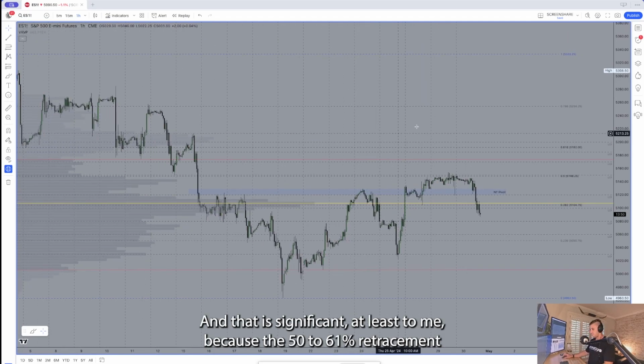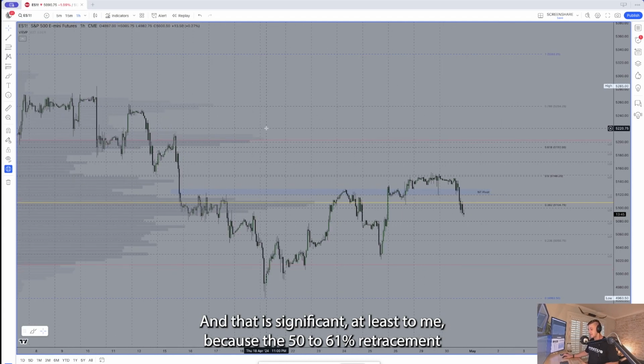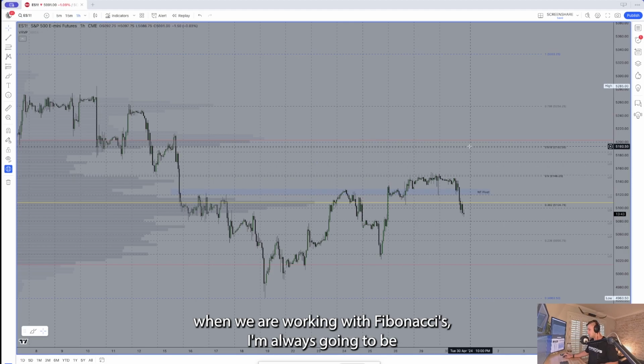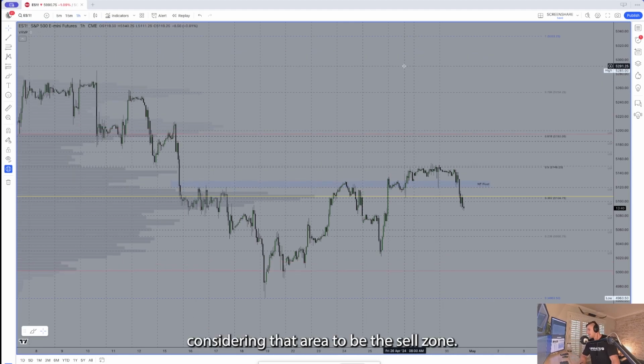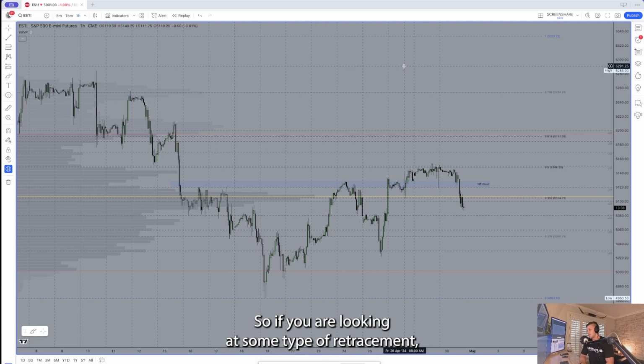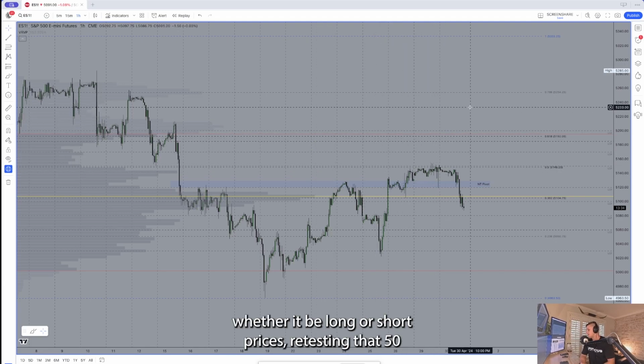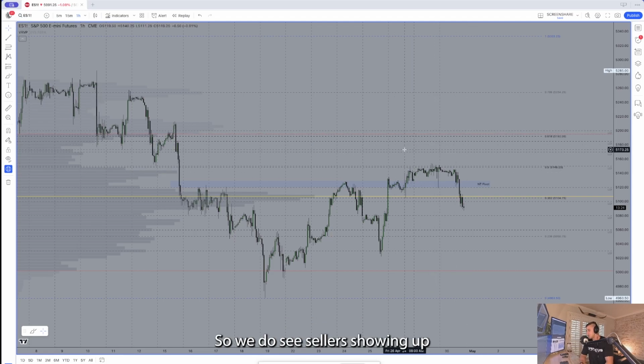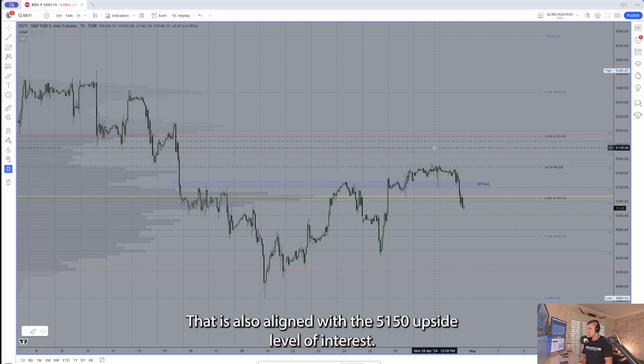That is significant, at least to me, because when we are working with Fibonacci's, I'm always going to be considering the 50 to 61% retracement area to be the sell zone. So if price is retesting that 50 or 61% retracement, you can typically start to see some reversal there. So we do see sellers showing up at that 50% retracement level, which is also aligned with the 5150 upside level of interest.